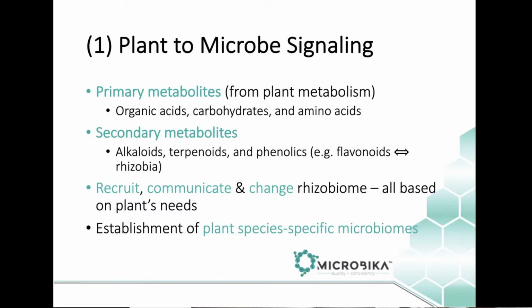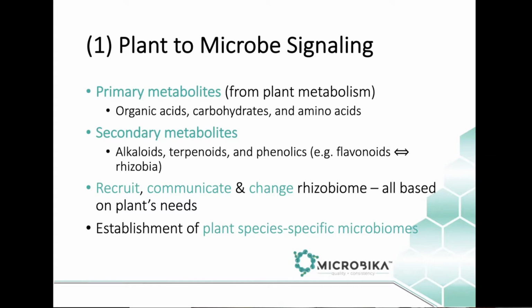So if we look at how the plants communicate to these microbes, it's through primary metabolites from plant metabolism, for example, organic acids that the plants produce, carbohydrates from photosynthesis, amino acids, and also secondary metabolites like alkaloids, terpenoids, and phenolics, for example, the flavonoids produced to signal to rhizobia.